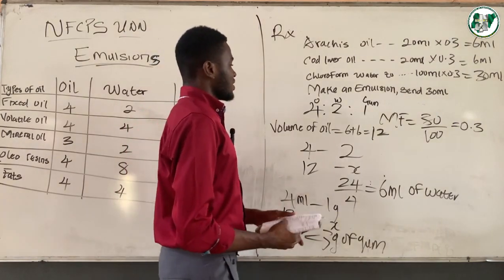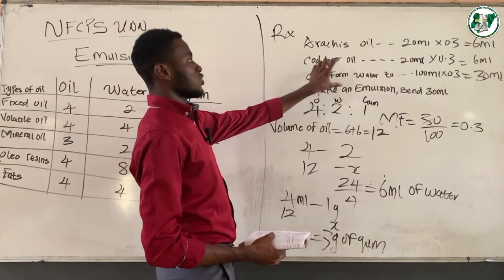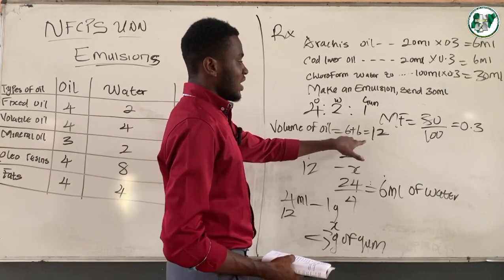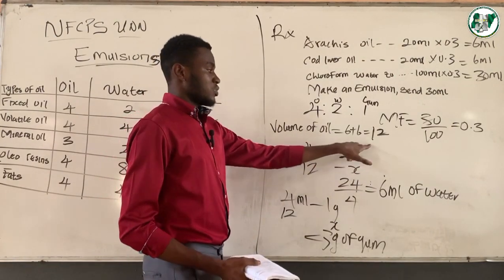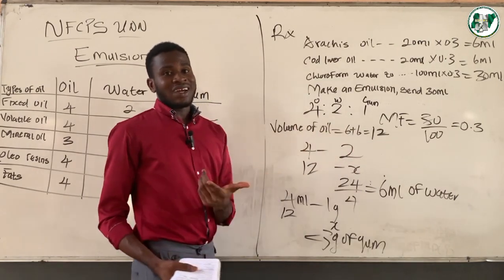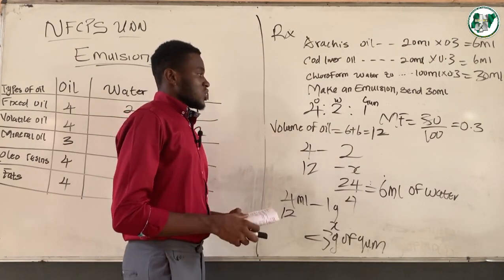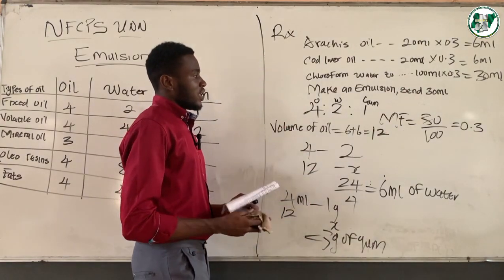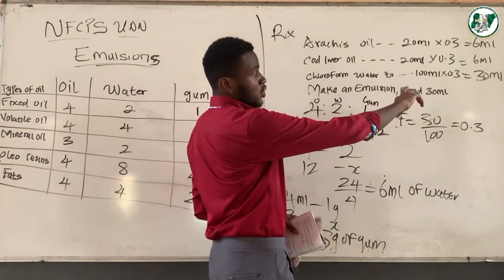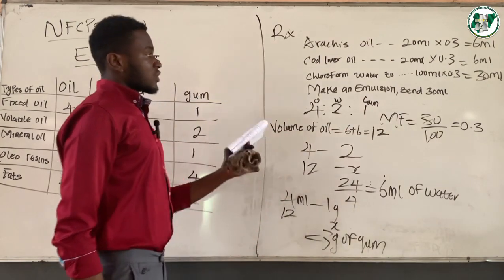And you also transfer 6 ml of arachis oil and 6 ml of cod liver oil into it and keep titrating till a whitish creamy paste is formed. This whitish creamy paste is now poured into an already tarred dispensing bottle, which was tarred at 30 ml, right? So after 10 minutes, you now make it up with chloroform water to 30 ml. So this is it for that.